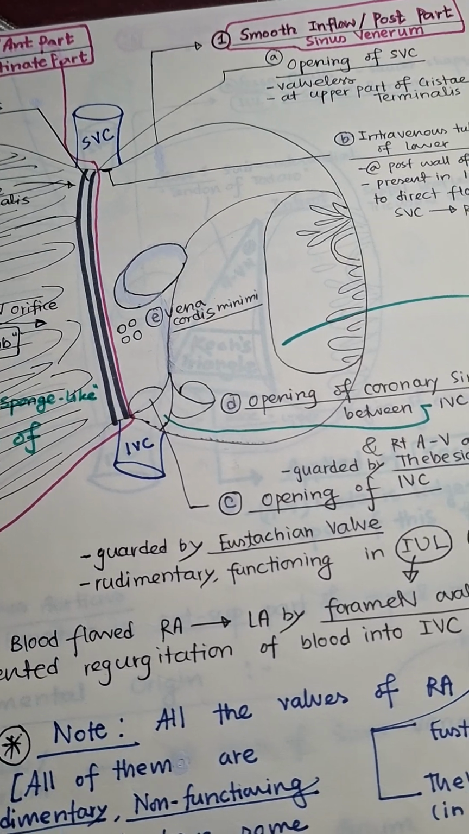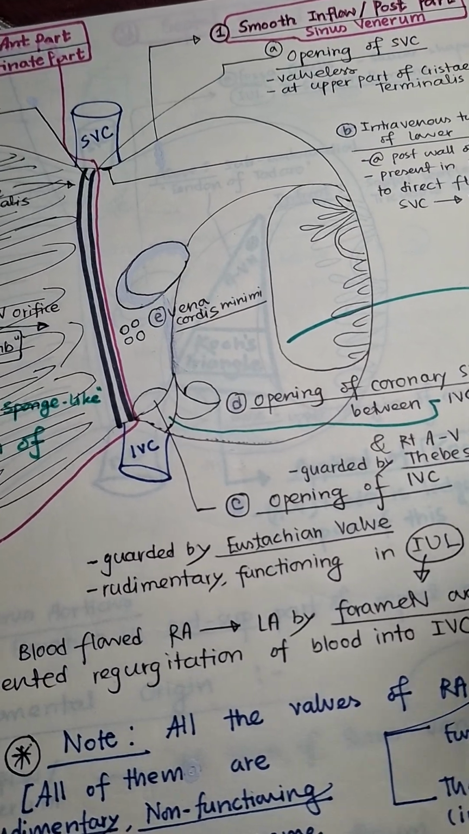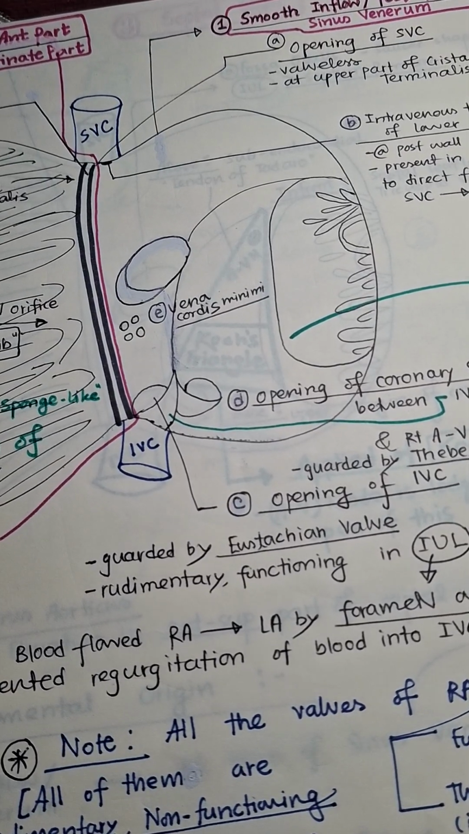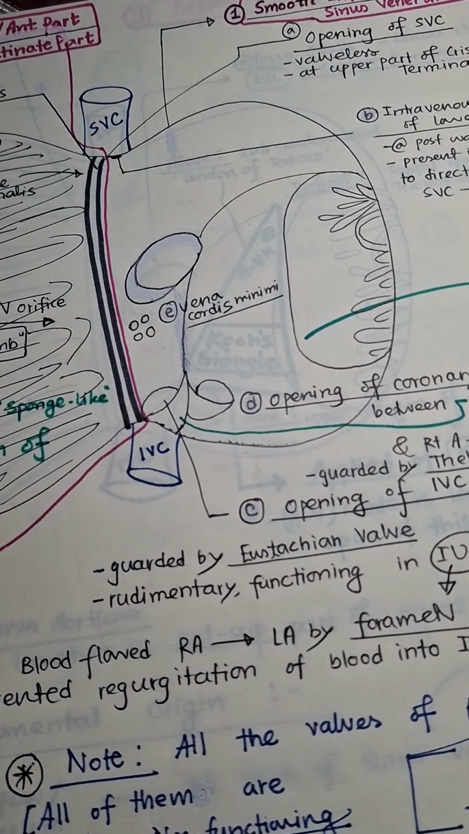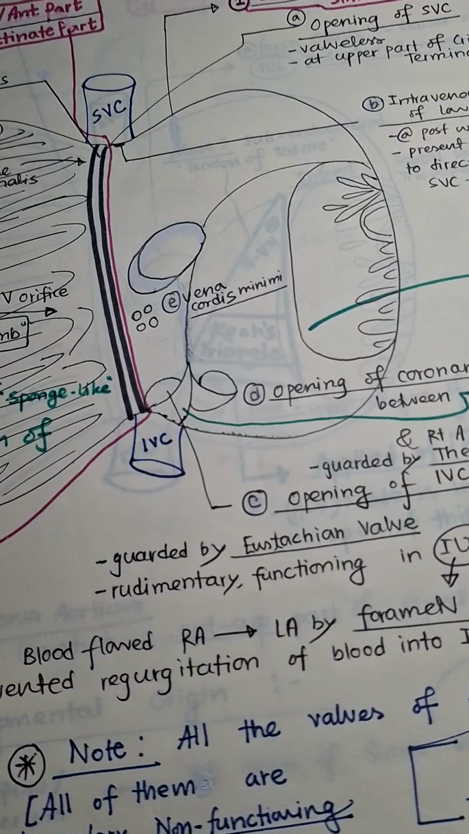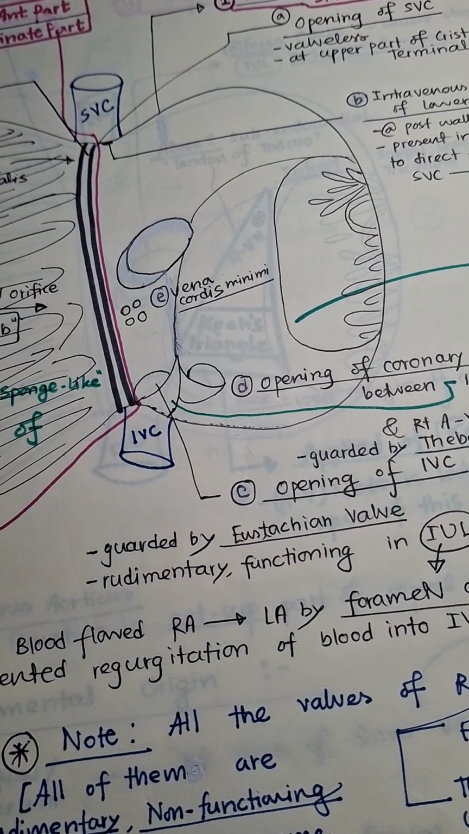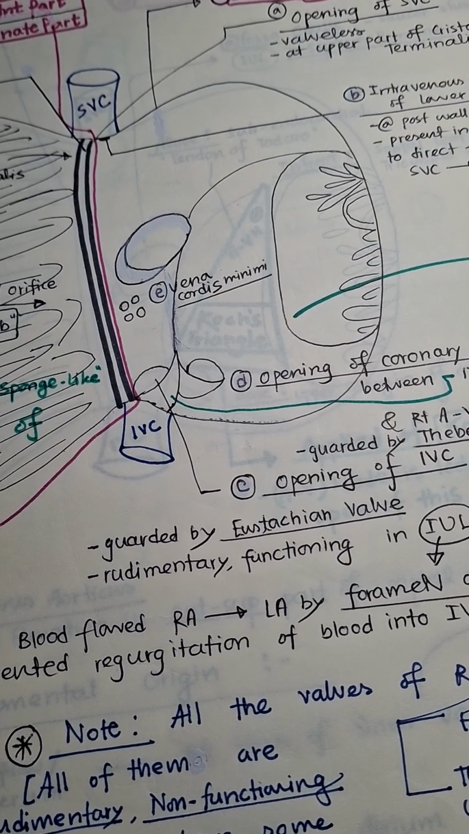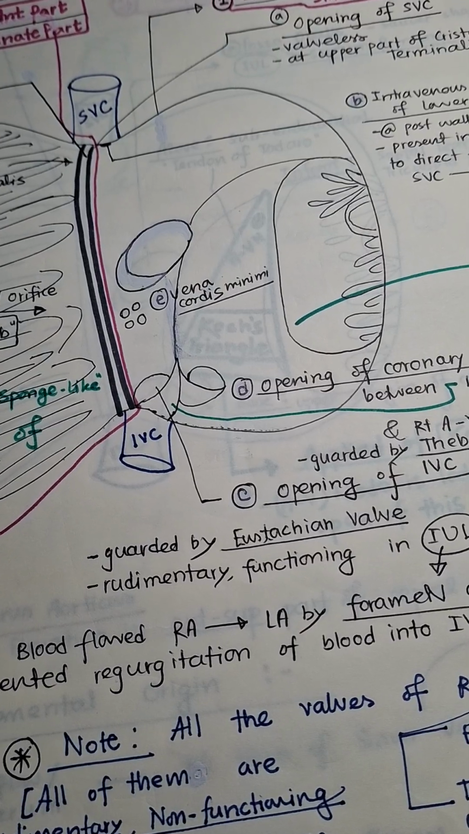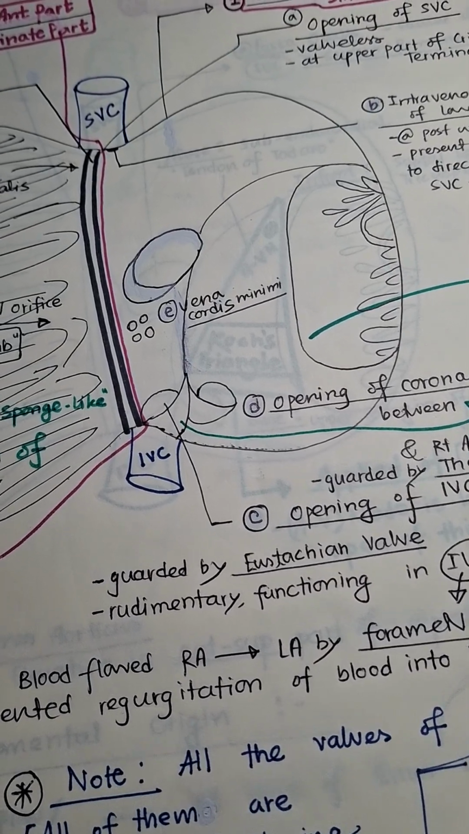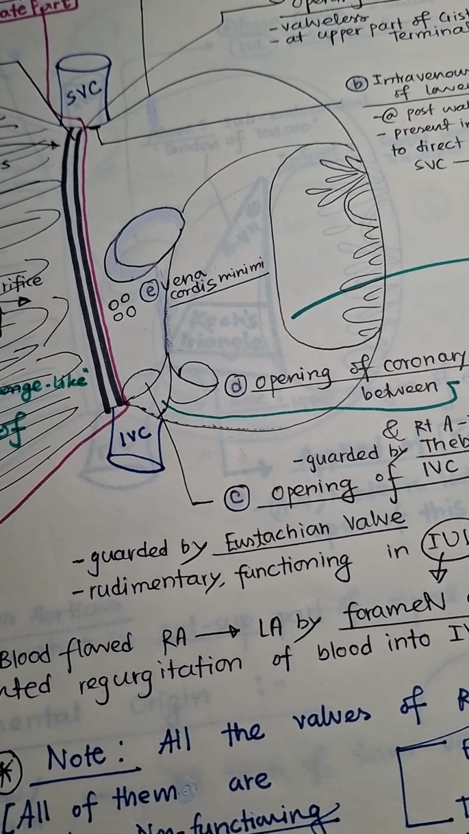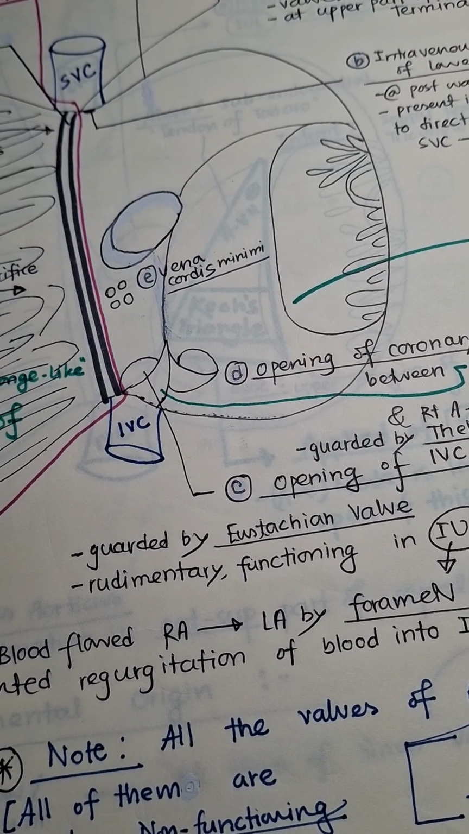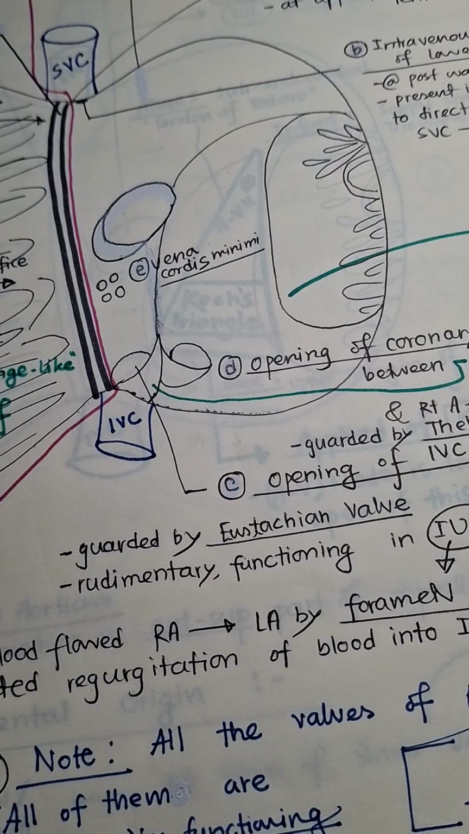Whenever I discuss the development of the heart, we will get to know that the smooth part always derives from the cranial-most and caudal-most areas of the primitive heart tube, and the rough part will always derive from the middle portion. From caudal to cranial we have the horns of the sinus venosus, then the primitive atria, the primitive ventricle, and then the bulbus cordis. So the mid portion will always form the rough part, and the outermost portion will always contribute to the formation of the smooth part.